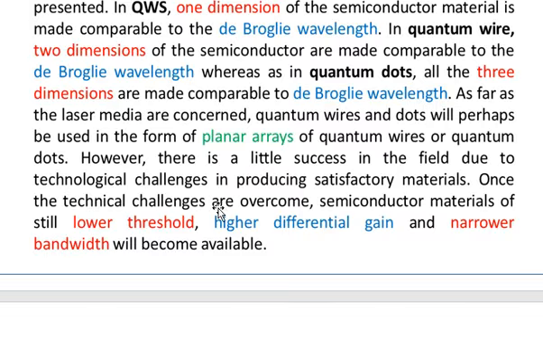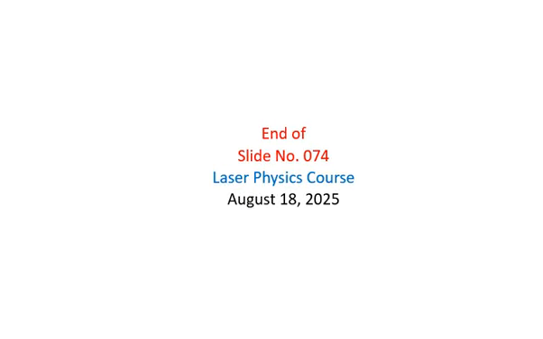However, there is little success in the field due to technological challenges in producing satisfactory materials. Once the technical challenges are overcome, semiconductor materials of still lower threshold, higher differential gain, and narrower bandwidth will become available. Again, these things, if they happen, will further improve the quality of the laser beams, because the use of quantum wires and quantum dots will further improve the efficiency of semiconductor lasers. So this is the end of slide number 74.